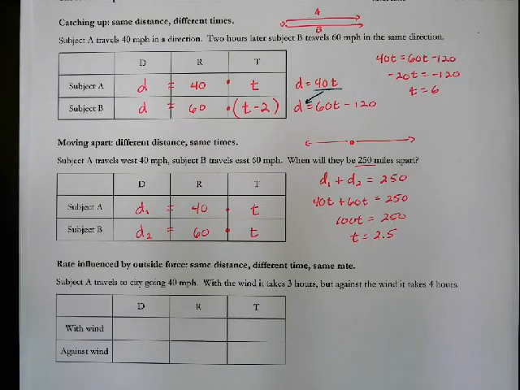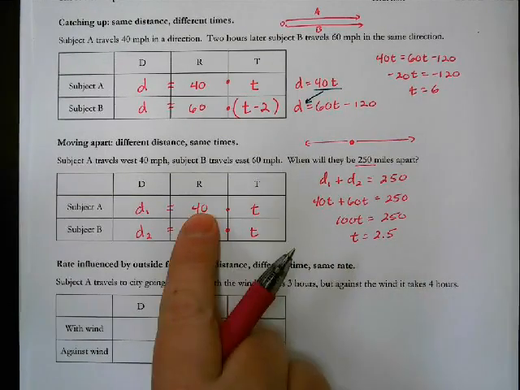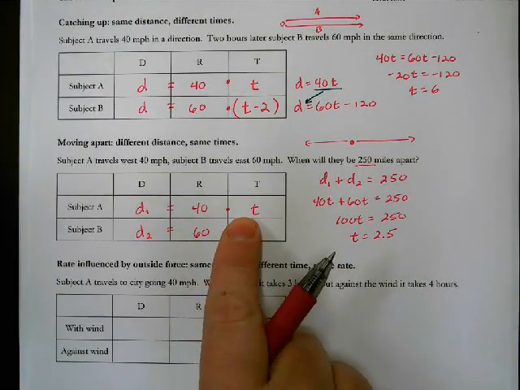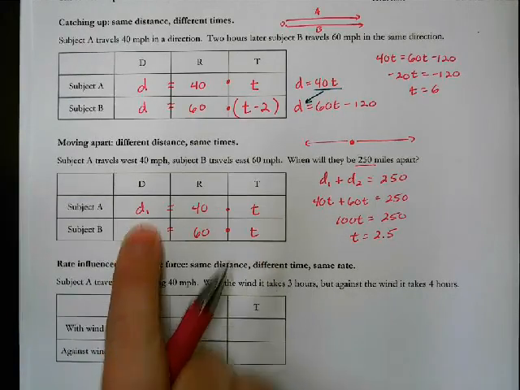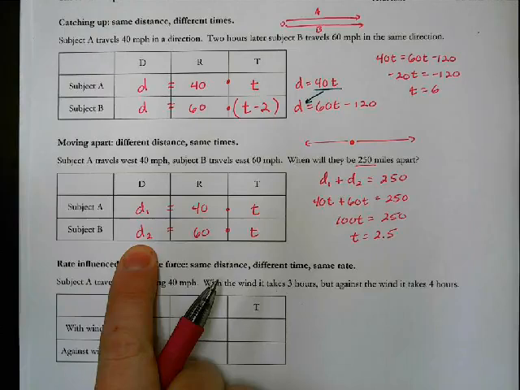If you wanted to find out how much each of them traveled, you would do, this person is 40 times 2.5, so what is that? 100. And then 60 times 2.5 would be 150. So this person traveled for 100 miles, this person traveled for 150 miles.